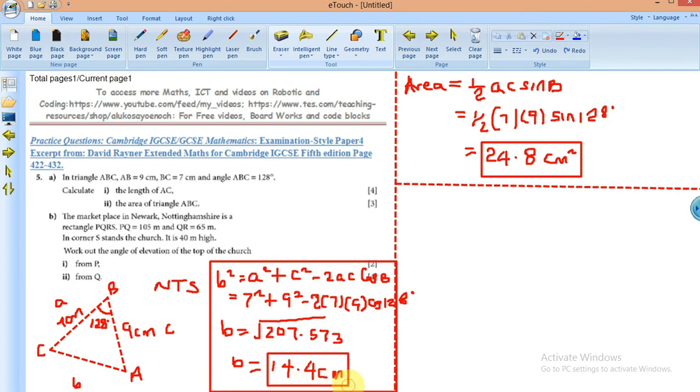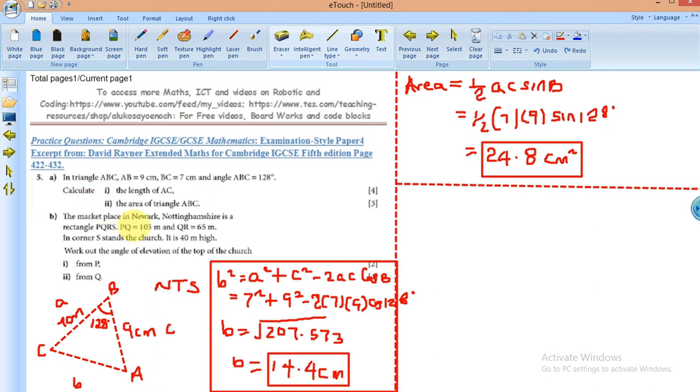Okay, next question here. The marketplace in Newark, Nottinghamshire, is a rectangle PQRS. PQ is 105 meters and QR is 65 meters. In corner S stands the church. It is 40 meters high. Work out the angle of elevation of the top of the church from P and from Q.